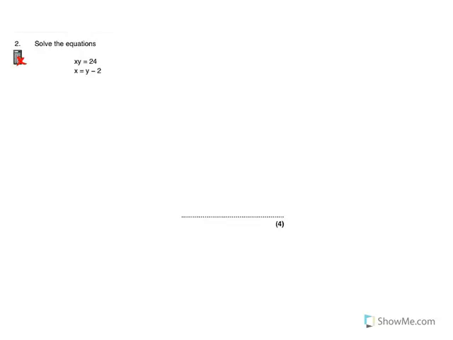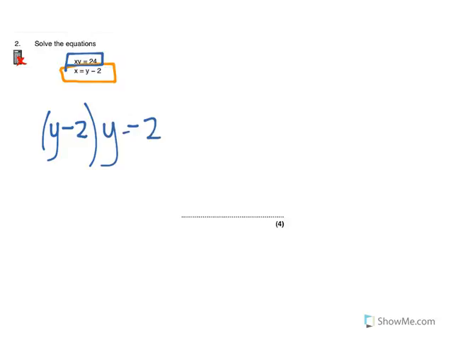And when we are using substitution, our aim is to get one equation so that it only has either x's or y's. So because I know that x is equal to y minus 2, that means that where I have x in the top equation, I can replace it with y minus 2 because they are equal, so therefore they are the same thing. Now then, so we have actually x times y in the top equation here equals 24.